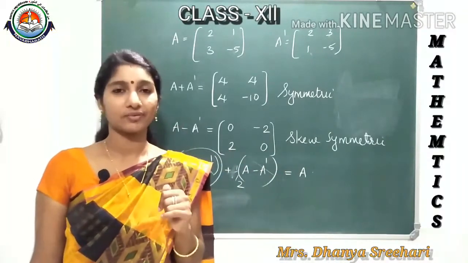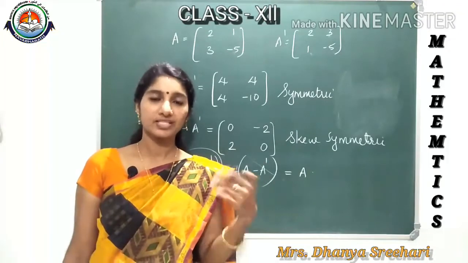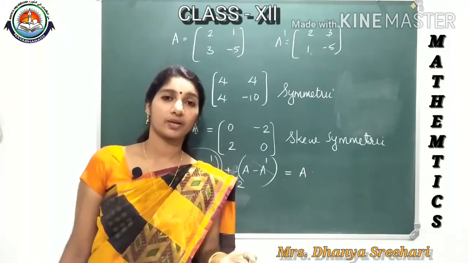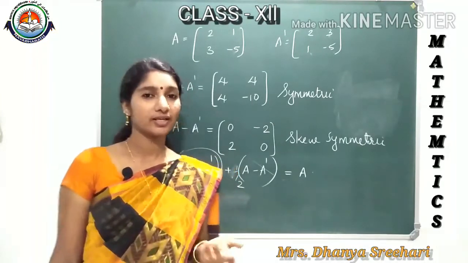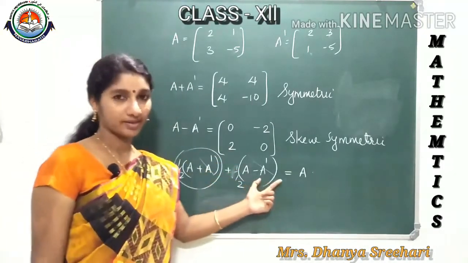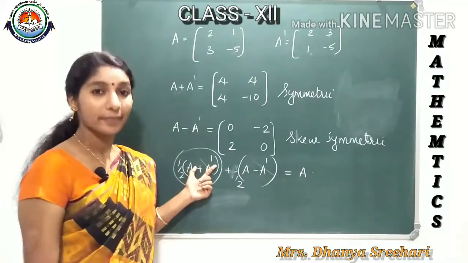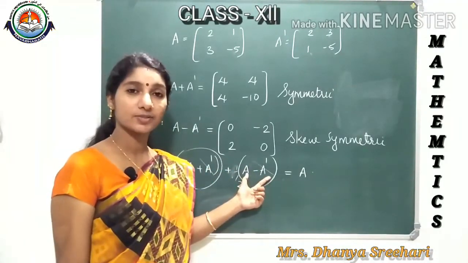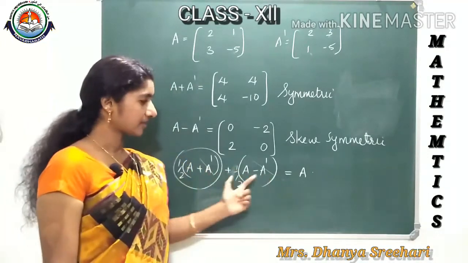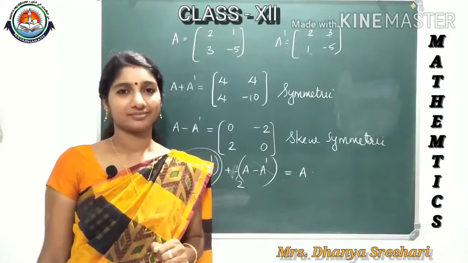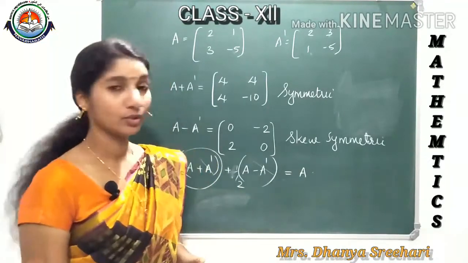So you will get a question like this: represent this matrix as a sum of a symmetric matrix and a skew symmetric matrix. And what we need to find? We need to find A plus A transpose and A minus A transpose. Then half of A plus A transpose is the symmetric matrix and half of A minus A transpose is the skew symmetric matrix. And we can write their sum is equal to A. Okay. So I think you got the idea.